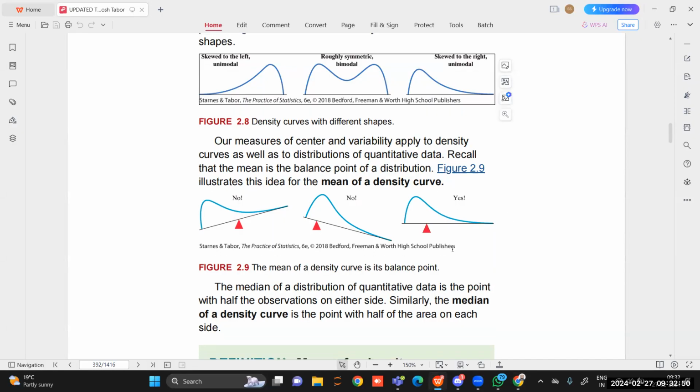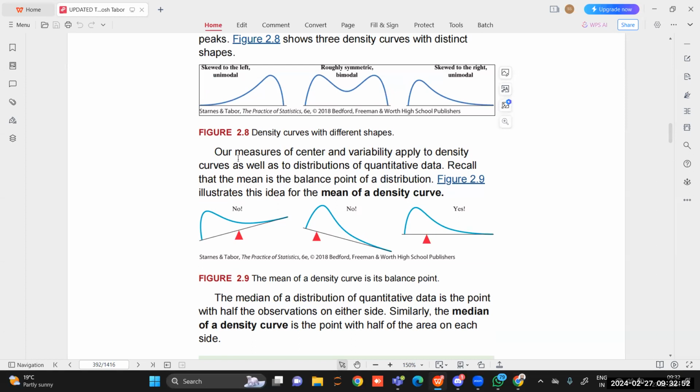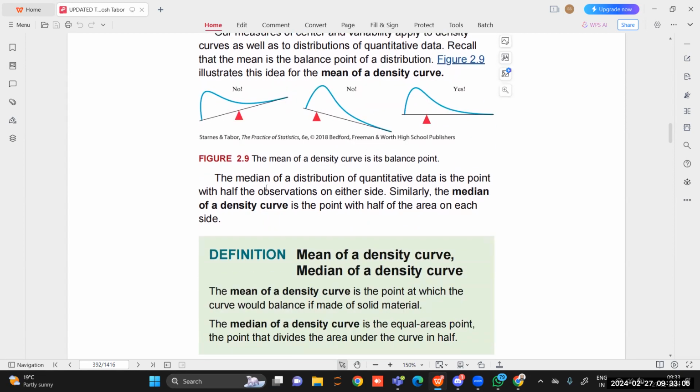Density curves have different shapes, so they cannot be identical. Our measures of center and variability apply to density curves as well as to the distribution of quantitative data. Recall that the mean is the balance point of a distribution. The median of a distribution of quantitative data is a point with half the observations on either side. Median is exactly, as I have told you, at the half.